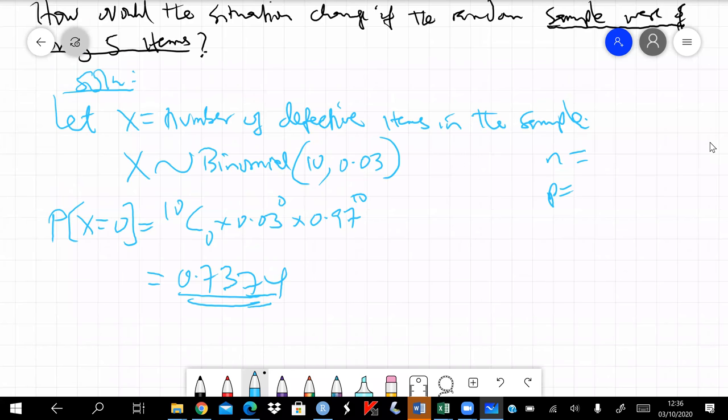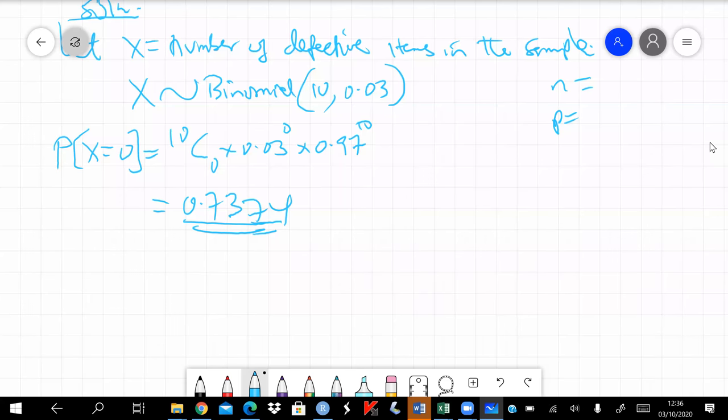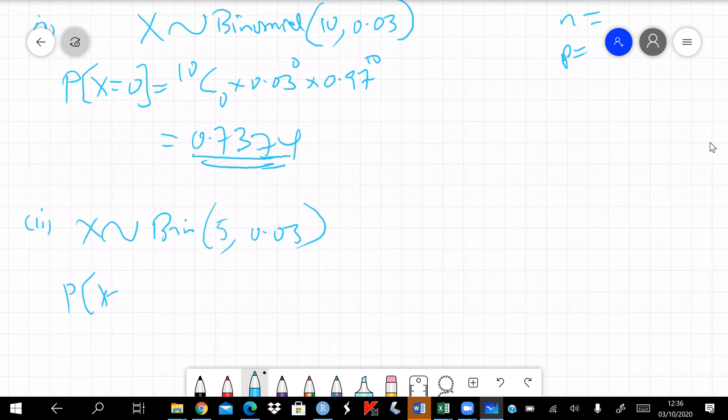Okay. So we also want to compare. Suppose we pick a smaller sample. Well, sometimes you are tempted to pick a smaller sample. So this is part one. Part two is if we now let X be binomial with N equal to 5, the probability of success does not change. We need to find the same probability that X is equal to 0, which in this case will be 5 combination 0 times 0.03 power 0 times 0.97 power 5.